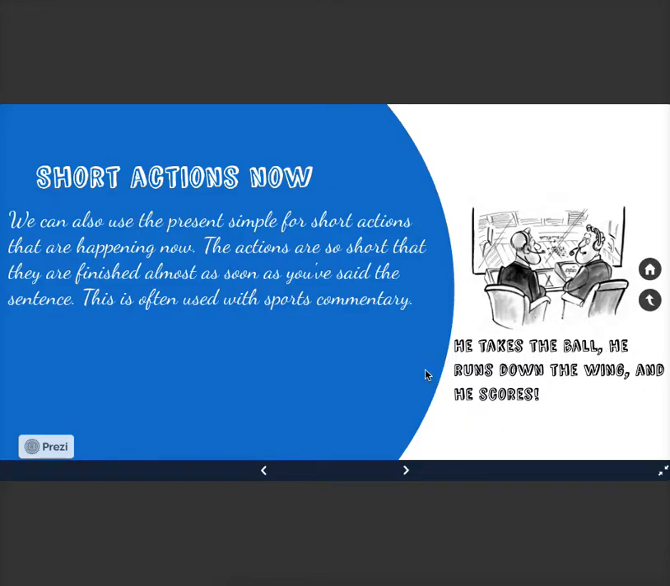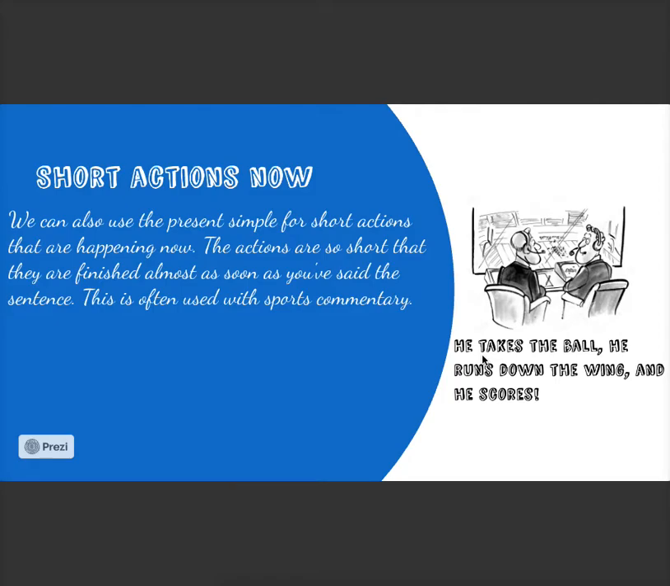He takes the ball, he runs down the wing, and he scores. No puedes decir, él está tomando el balón, porque sí, está pasando ahorita, pero es que en el momento en el que toma el balón posiblemente ya se lo lanzó al compañero y ya no lo tiene más. Can you see? So that's the reason why you use it with present simple, because the action begins and finishes really, really fast. So he takes the ball, he goes to the classroom, he sits down, and so on. Okay? Short actions now. Questions up to this point, babies?